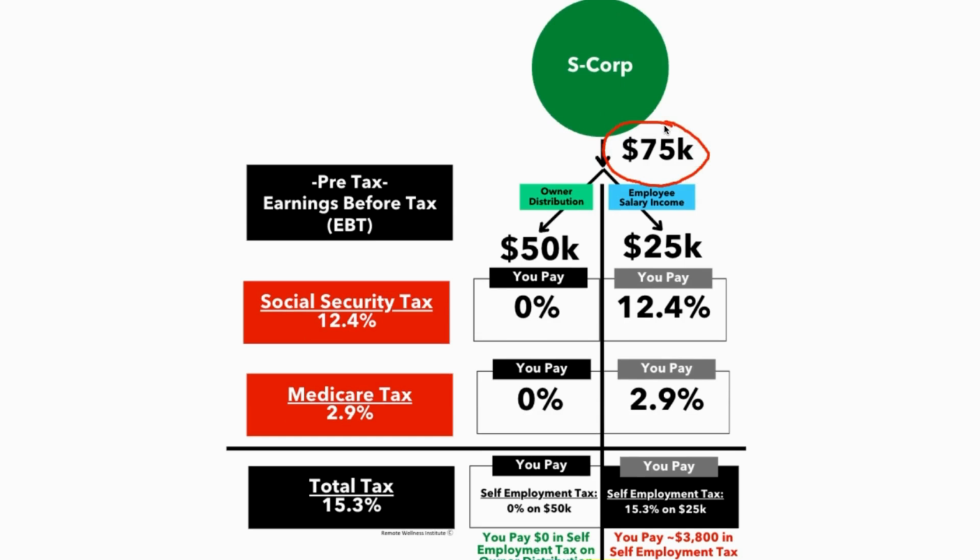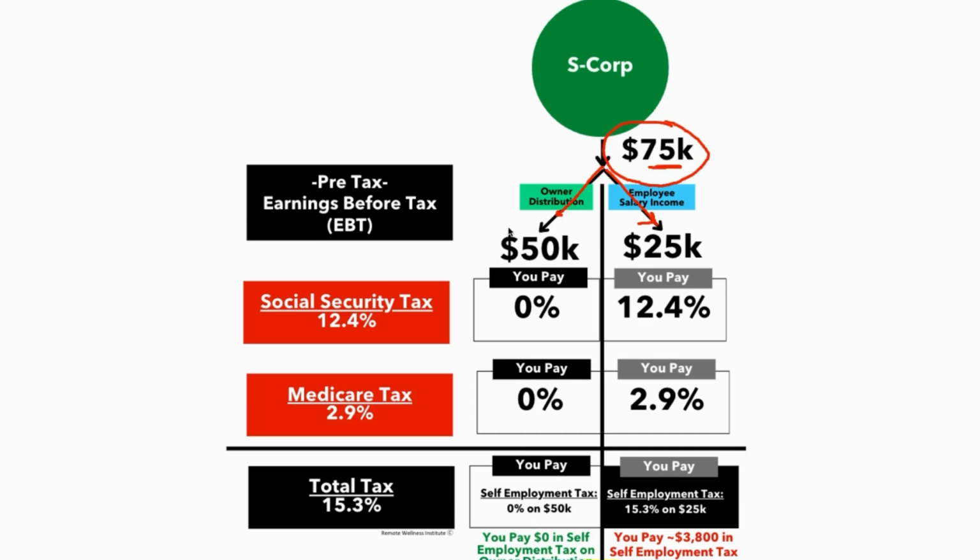However, you now get to decide come tax time, and there's not just come tax time, there's obviously throughout the year, you're kind of doing tax planning as well. But what you're doing is you're now saying, cool, I'm going to have 50,000 of that be owner's distribution, and I'm going to have 25,000 of that be employee salary income. Okay. And so that same 75,000 now got broken up because you can divide it because there's now a separation. There's actually two tax returns that's being filed.